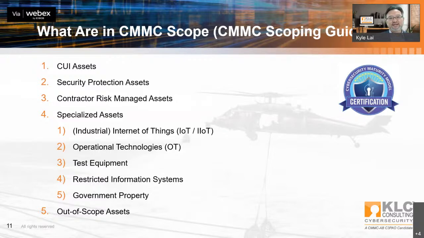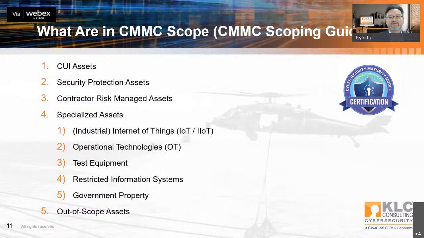Specialized assets, these could be the Internet of Things. For example, there may be some sensors that you have within your SCADA systems, the operating technology, the OT, the SCADA, or the industrial control systems. It's pretty common for you to find this in manufacturing facilities. Some test equipment, if you are doing some characteristic testing or stress testing, you probably know what I'm talking about. You will have some test equipment.